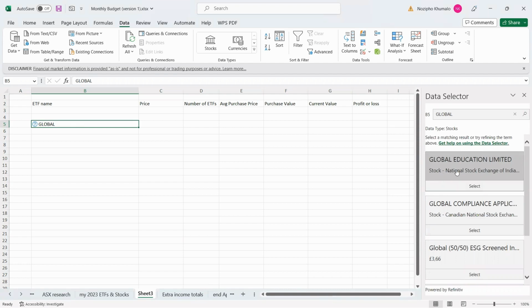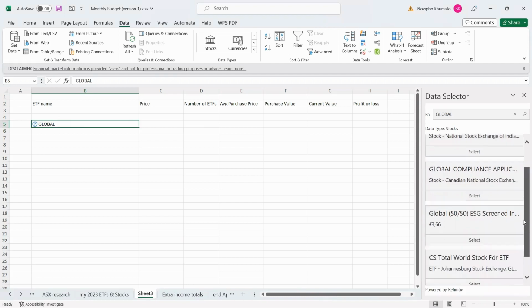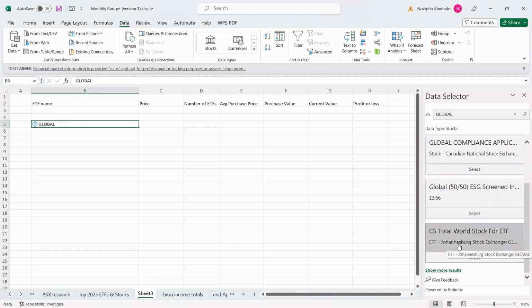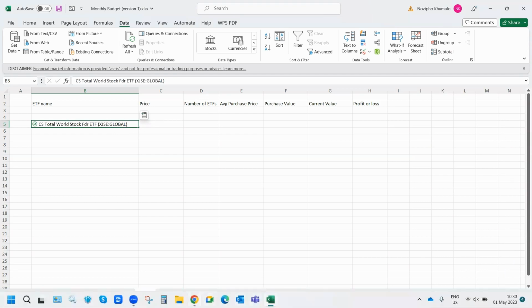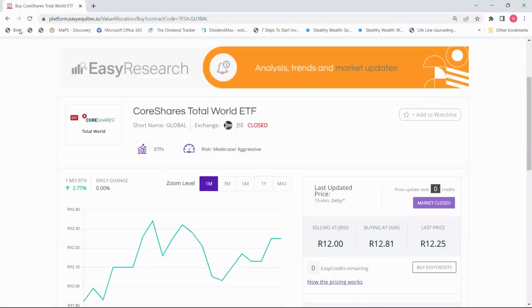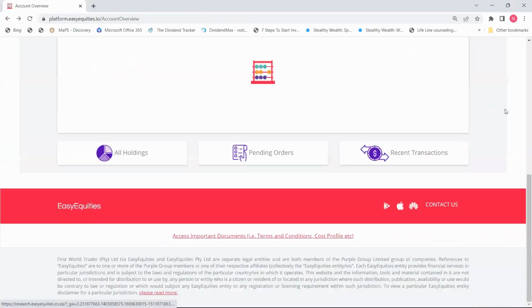Okay, so you can see this is not what we want. It says Global Education. That's not it. Global Compliance, Canadian, that's not it. We are actually looking for this one: Core Shares Total World Stock Feeder ETF, Johannesburg Stock Exchange. That's the one. So you click here where it says Select, and it's selected. And it adds it for us. It gives us the short name as well as the long name. The next thing to do, I'm going to add the rest of the ETFs as well using the same method.